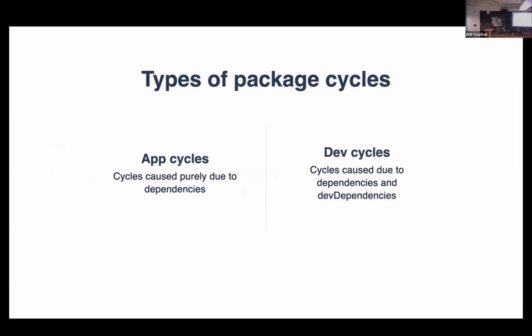With respect to a front-end monorepo, we found two different types of cycles. One is an app cycle, another is called a dev cycle. An app cycle is a cycle which is caused purely due to dependencies. A dev cycle is caused due to dependencies and dev dependencies. We'll go into more detail on this next.